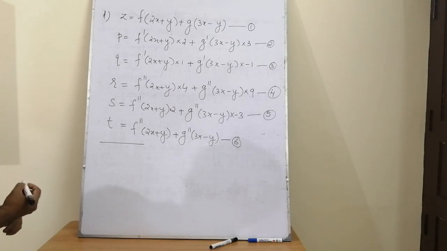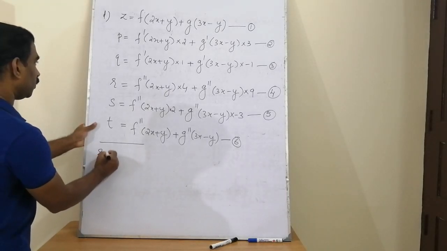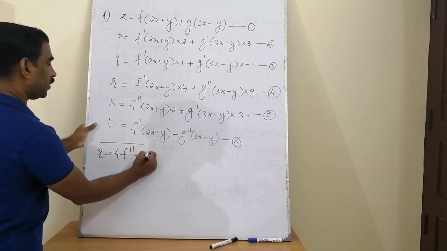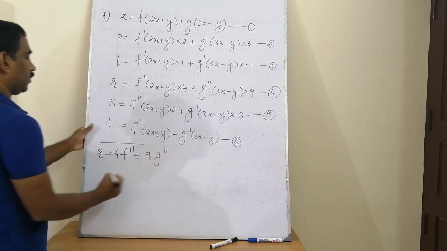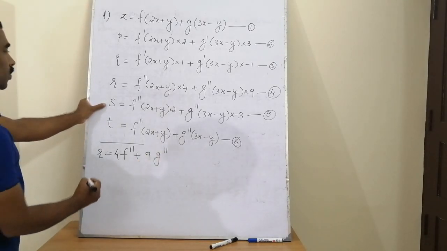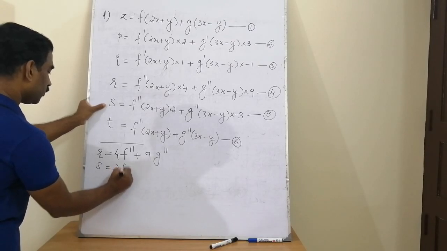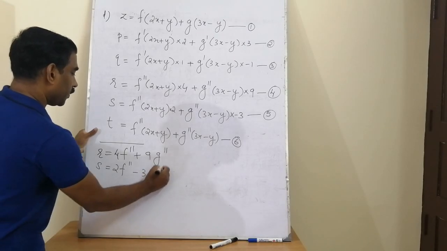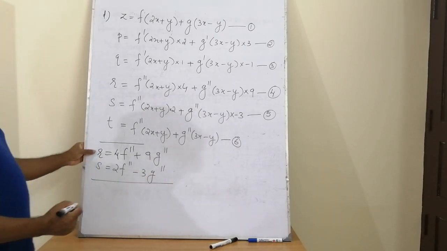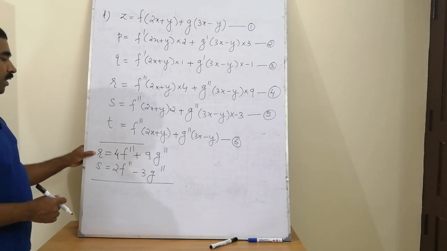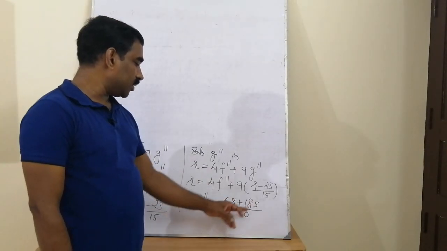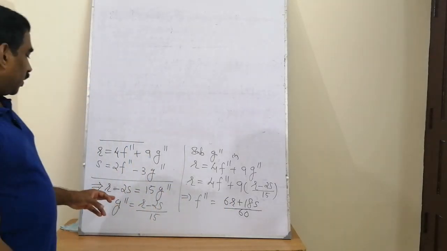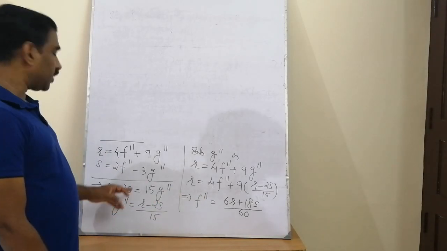So we are rewriting equation number 4. What is equation 4? r is equal to 4f double dash plus 9g double dash, and s is equal to 2f double dash minus 3g double dash. Okay. Now solving these two equations similar to algebraic linear equations, f double dash is equal to (6r plus 18s) divided by 60. So our elimination process is substituting the values of f double dash and g double dash in equation number 6.